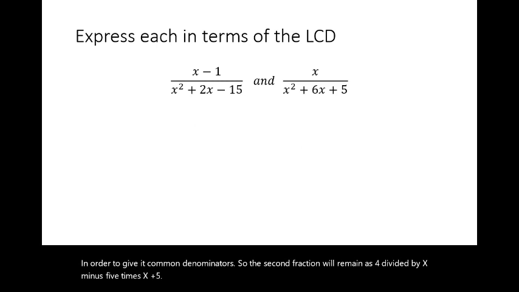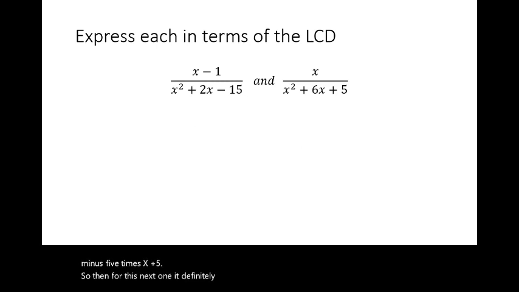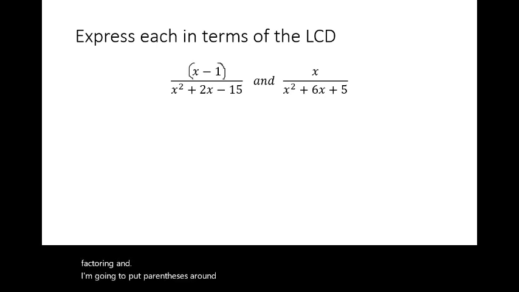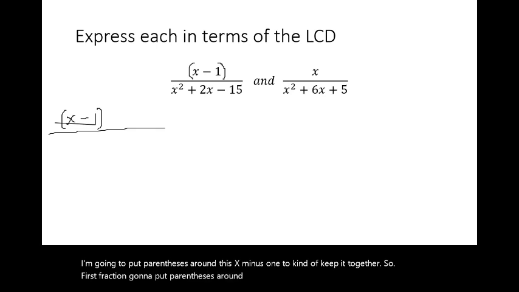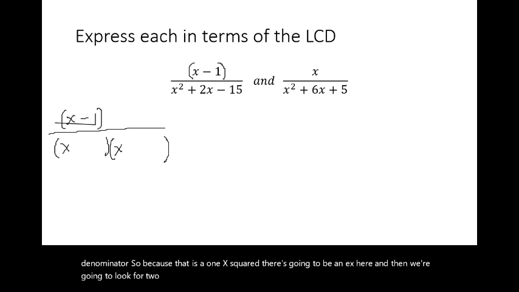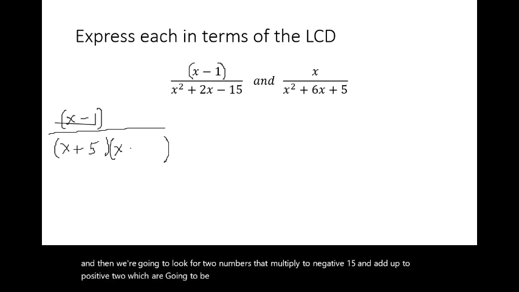So then for this next one, it definitely looks like we have a lot of factoring to do. So let's do some factoring. And I'm going to put parentheses around this x minus 1 to kind of keep it together. So first fraction, I'm going to put parentheses around the x minus 1, and then we are going to factor the denominator. So because that is a 1x squared, there's going to be an x here and an x here. And then we're going to look for two numbers that multiply to negative 15 and add up to positive 2, which are going to be plus 5 and minus 3.